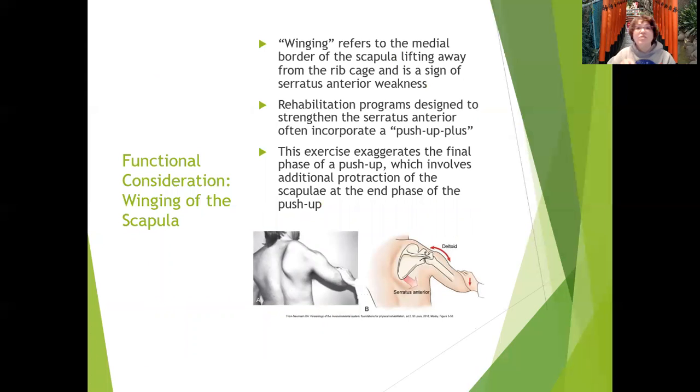So winging is the medial border of the scapula lifting away from the rib cage, and it's a sign of serratus anterior weakness. When we're in the lab, look at your classmates' scapulae and see if anybody has any winging. So rehabilitation is designed to strengthen the serratus anterior, often incorporating that push-up with a plus. The exercise exaggerates that final phase of the push-up, which involves additional protraction of the scapulae at the end phase of the push-up. So when your scapulae are protracted, they're forward on the rib cage. So also try it when you're in a plank. Try protracting the scapulae and see what happens. It's fun.